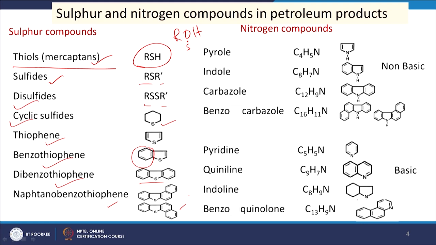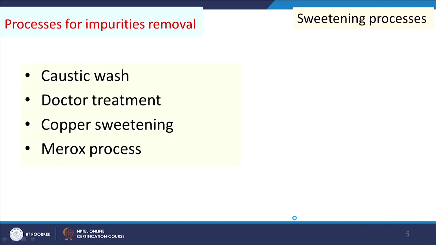If we think about the nitrogenous compounds, some are non-basic type and some are basic type. The non-basic ones are pyrrole, C4H5N, this is the structure, and indole, C8H7N, this is the structure, carbazole and benzocarbazole. The basic types are pyridine, quinoline, indoline and benzoquinoline. So, these are some of the compounds. Now, we will see how these compounds can be removed.